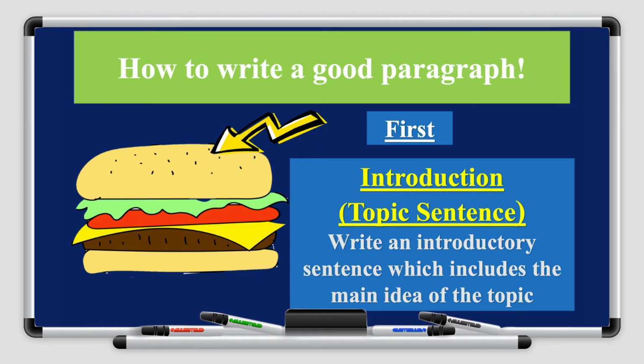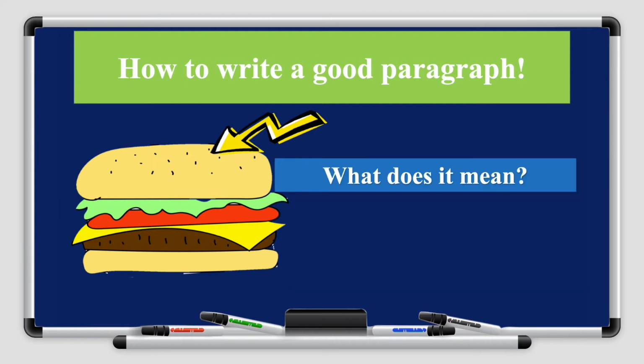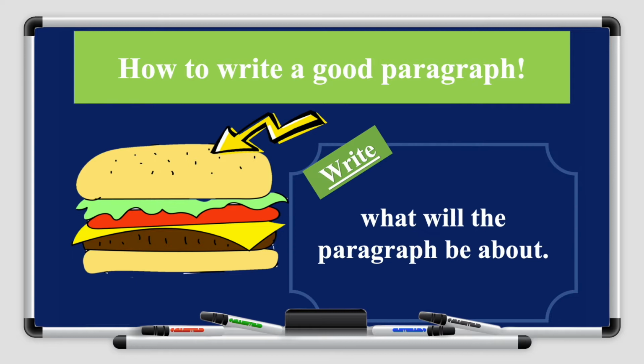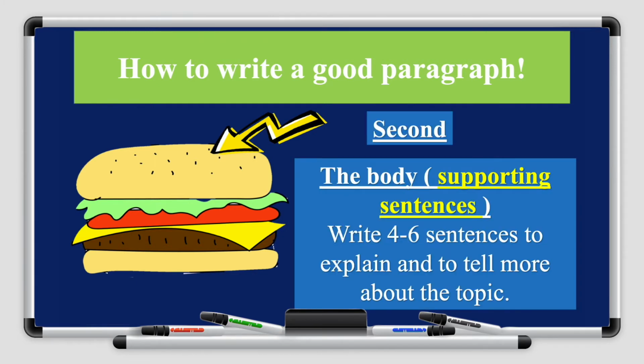So, first, my introduction, my topic sentence. I write an introductory sentence in which I include my main idea for my topic, which means I will tell the reader what the paragraph is going to be about. Second, I'll write my body, my supporting sentences. I will be writing 4 to 6 sentences supporting my main idea.